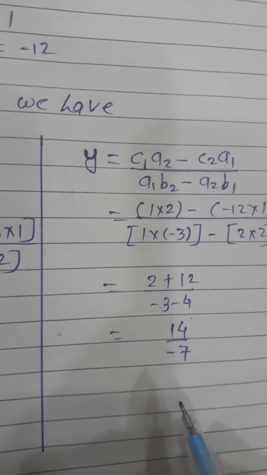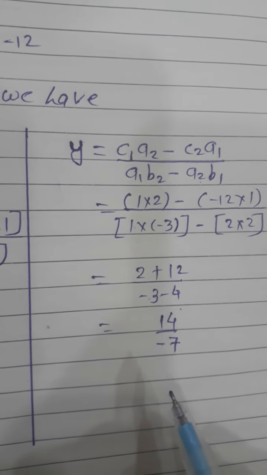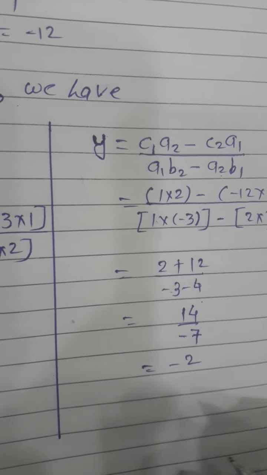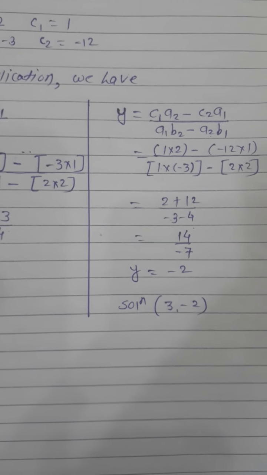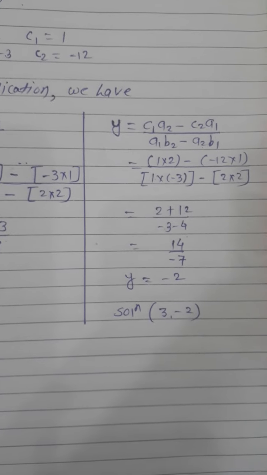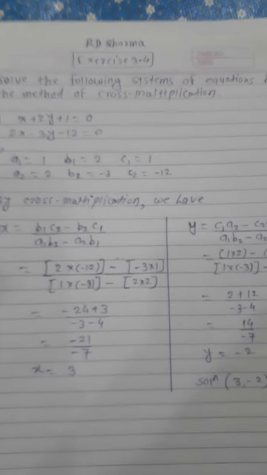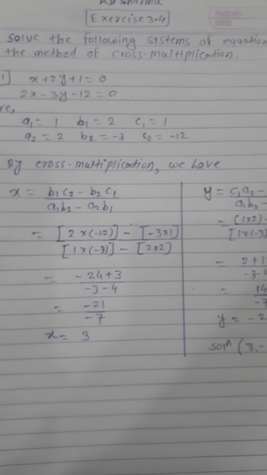So 14 by minus 7. 7 2s are 14, and in division one number is minus, so the whole answer is minus. So y is equal to minus 2. Therefore the solution of this system of equations is 3 comma minus 2. Use this formula and solve the remaining examples of exercise 3.4.